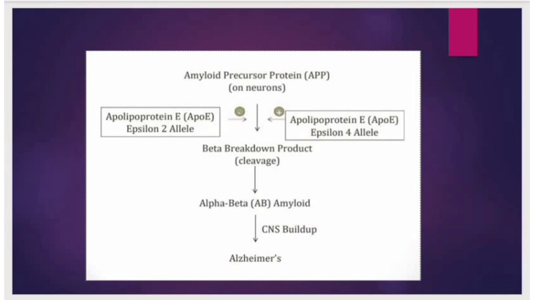again broken down in the presence of gamma secretase, resulting in the formation of beta amyloid. These beta amyloids are very adhesive in nature and they gather in the synapse, resulting in buildup in the CNS, which of course forms amyloid plaques, and this is the pathology of Alzheimer's disease. People with the epsilon 4 allele of apolipoprotein E are more prone to get Alzheimer's disease. On the other hand, people with epsilon 2 alleles of apolipoprotein E are protected against this disease.